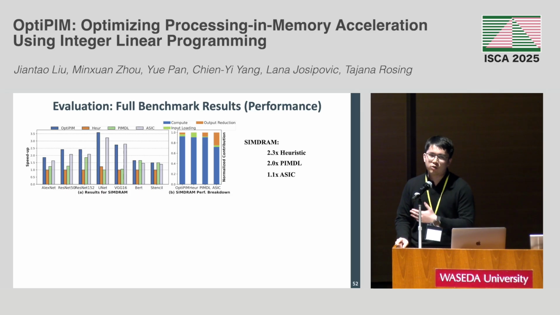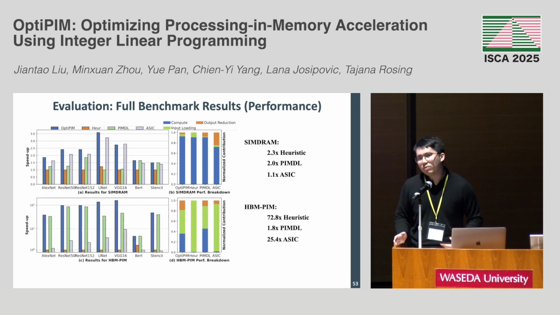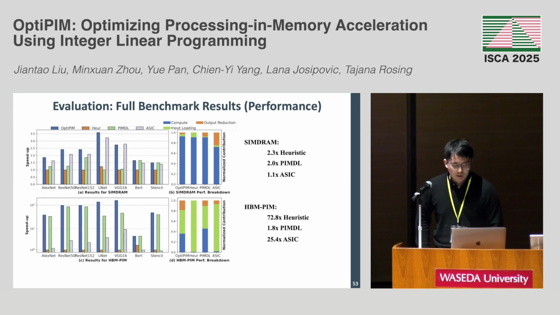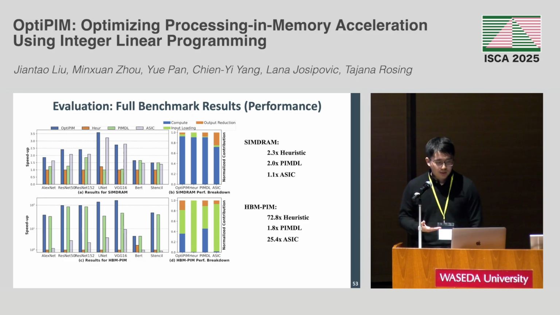This is the breakdown of the performance. You can see that computation takes the biggest portion of the performance. Computation is also the first-class optimization target for the ASIC method, and that's why we didn't achieve a very good speed-up. And for HBM-PIM, we actually did a much better job, because both the heuristic method and the ASIC one did not handle the communication cost very well, and our method did it much better.